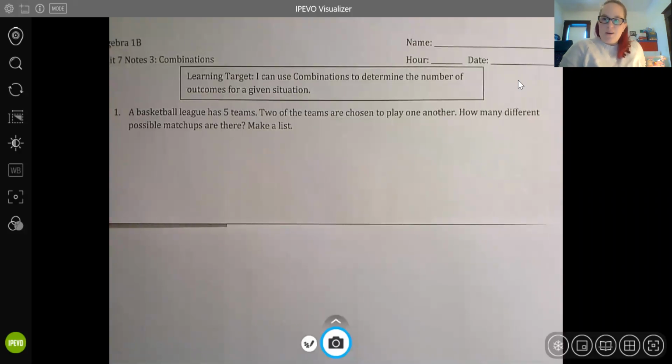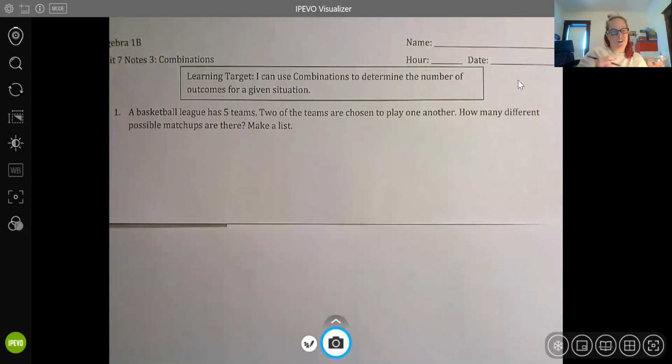Hey, ladies and gentlemen, we're going to do 7-3 notes today on combinations. Combinations are very similar to permutations, but we're going to look at this introductory problem and then just talk about why they're different. A basketball league has 5 teams. 2 of the teams are chosen to play one another. How many different possible matchups are there?